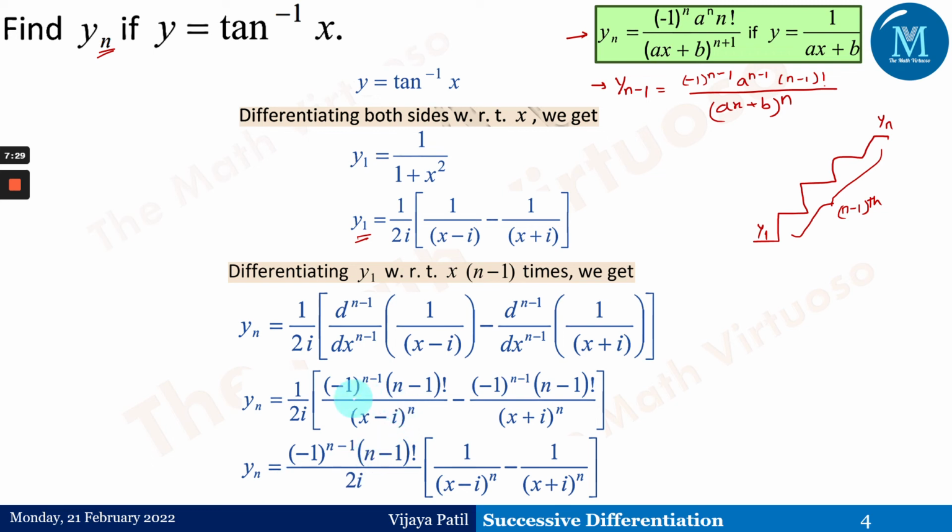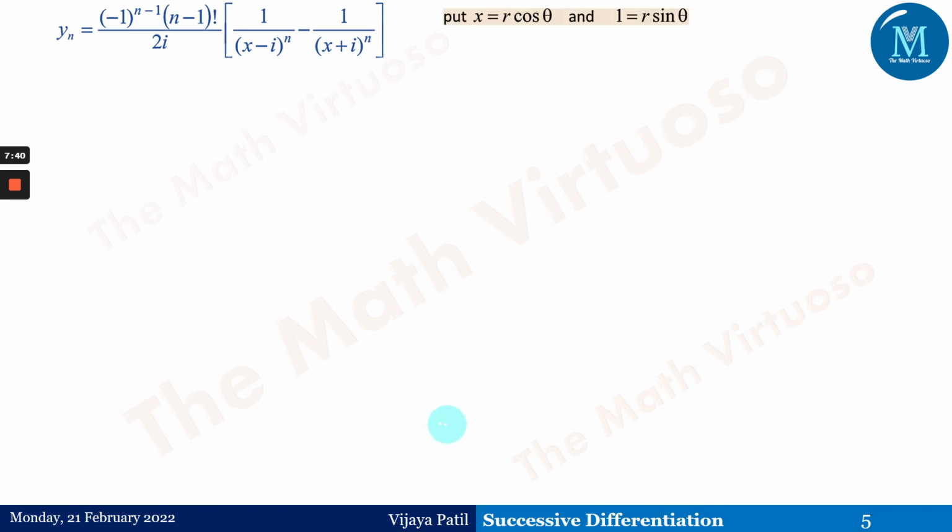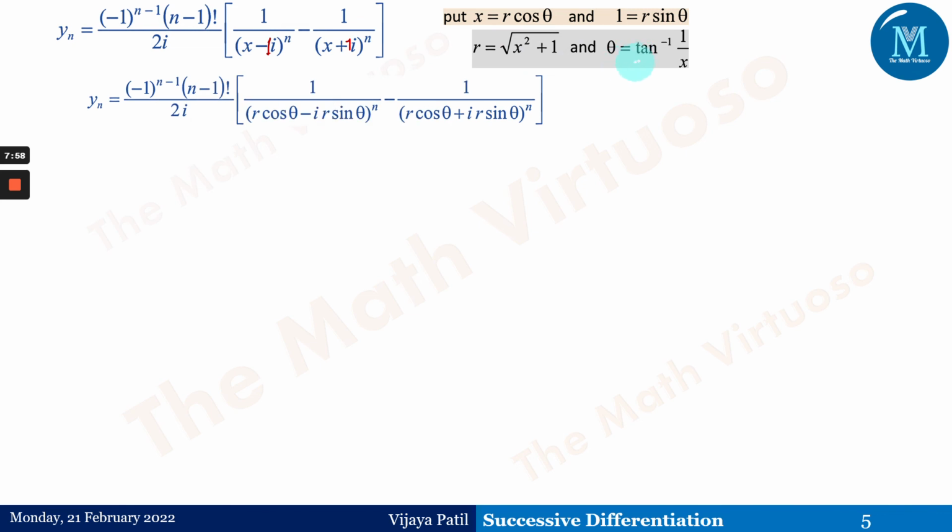Similarly, we have taken the common factor minus 1 to the power n minus 1, n minus 1 factorial and 2i out, and we remain with this. Again, the same type of substitution we have to go ahead with, because here we have 1 times i. That means x remains the same, x is equal to r cos theta, and 1 is equal to r sin theta. That means the imaginary part is equal to r sin theta, and therefore r is the square root of x square plus 1, and theta is tan inverse of 1 by x. And we have yn as minus 1 to the power n minus 1, n minus 1 factorial upon 2i into this. The same thing we have done.